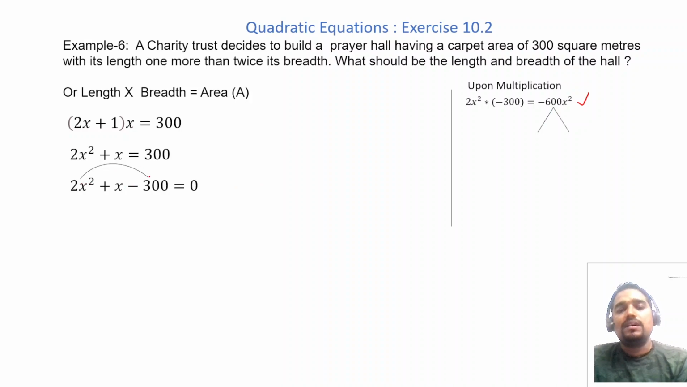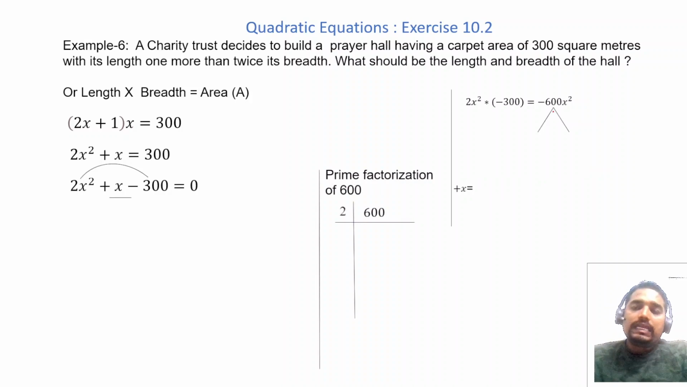Multiplication of the first and last term: plus 2x square into minus 300, that is plus into minus is minus, 2 into 300 is 600, followed by x square: minus 600x square. Also, upon addition or subtraction we have to get plus x. The term 600x square is a very big term.